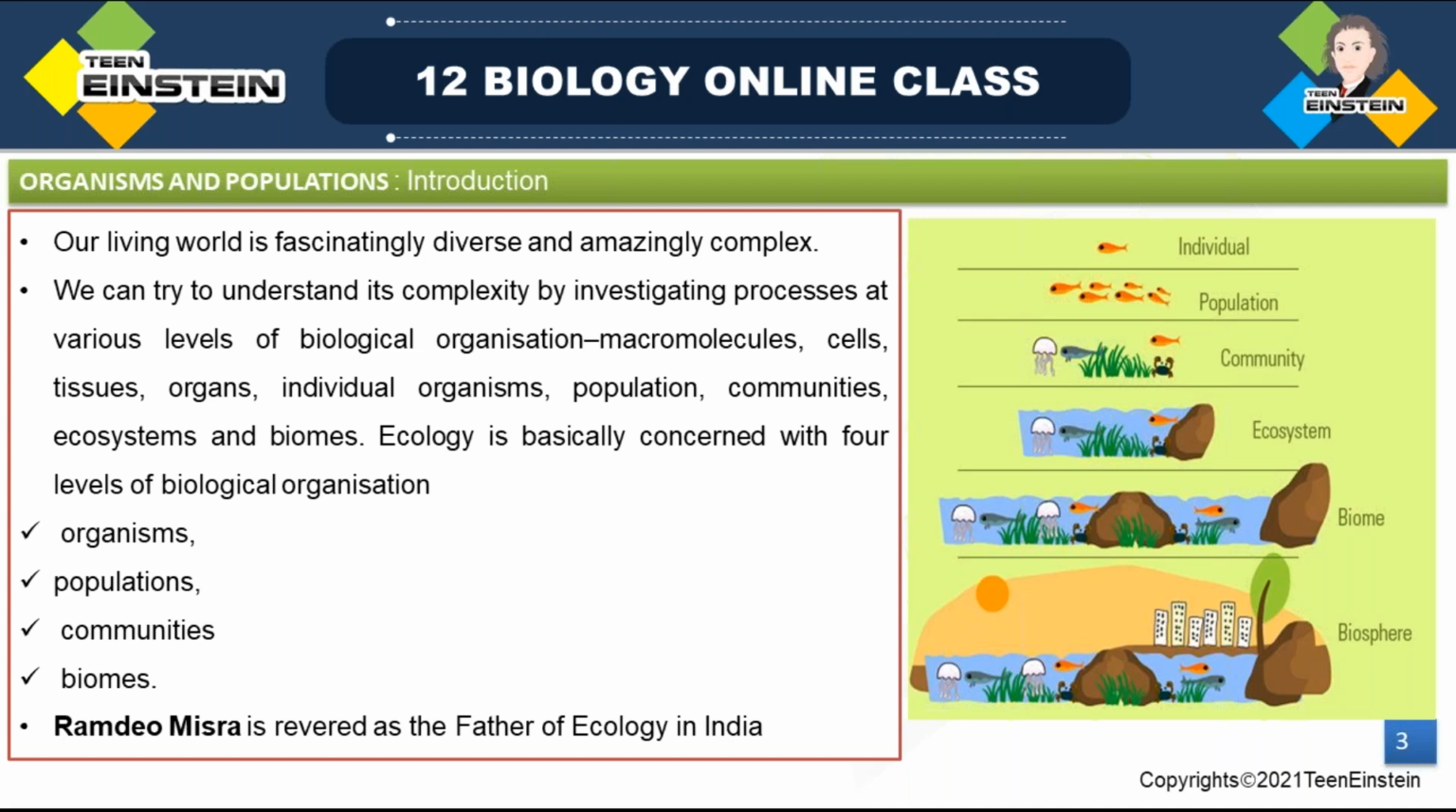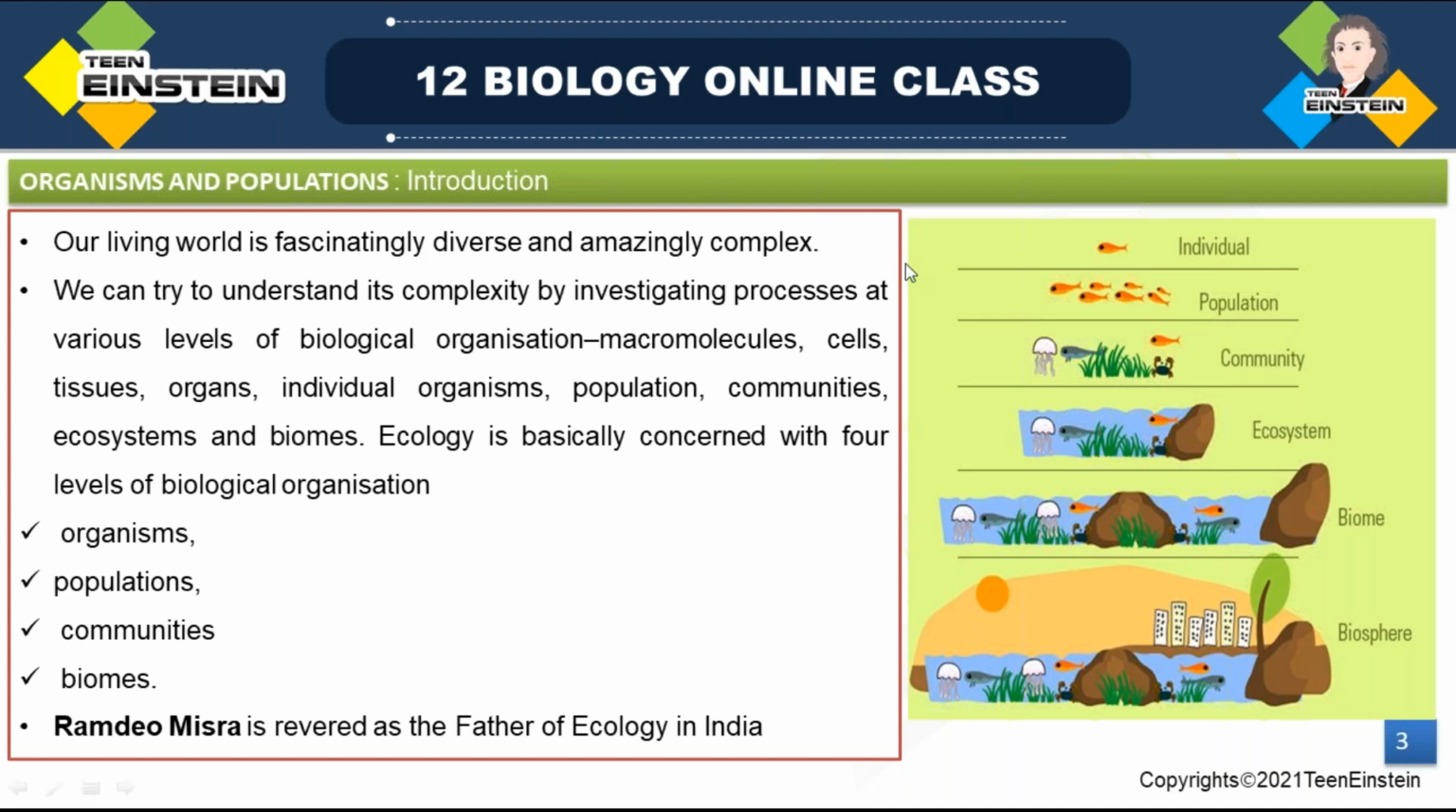Next comes the community. Community. What is community? Community is the population of different species. Okay, that is the assemblage, or the group of populations of different species, that is called a community. The assemblage of different populations of different species, that is called a community.